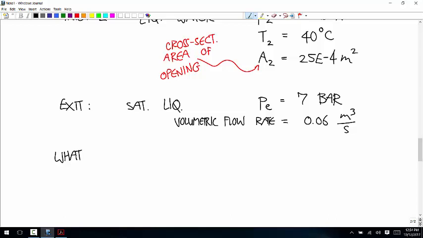So we want to know the mass flow rate at inlet 2, m2 dot, m exit dot, and the velocity at inlet 2.